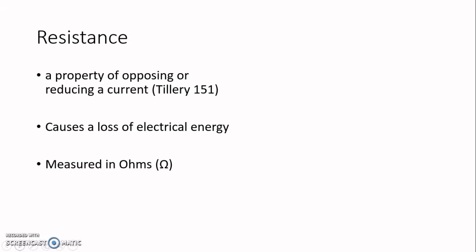Whenever you have resistance, this causes a loss of electrical energy, say in the form of heat or light. That would be the case of a light bulb. You have a little filament which has very high resistance, so high that the energy is transformed from electrical energy to light or heat. And the way we measure resistance is in the unit of ohms, and that's this little Greek letter omega. So anytime you see that symbol, we're talking about how effective an object is at resisting electrical currents.